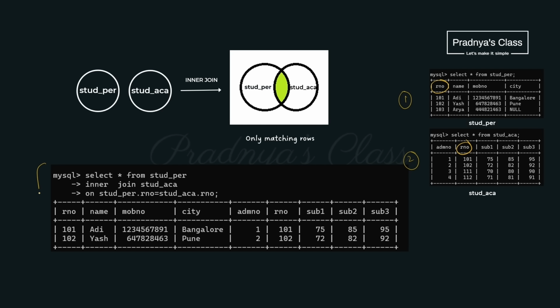Now look at the query. Select star from student personal inner join student academics on, and this is the common column name we need to write: student personal dot roll number equals student academics dot roll number. And look at the data. Only common data we are getting. In this we have common data with the roll numbers 101 and 102. You can see here we have these roll numbers in the next table also. Hope you understood. Cross join will give the Cartesian product, whereas inner join will give only matching data.